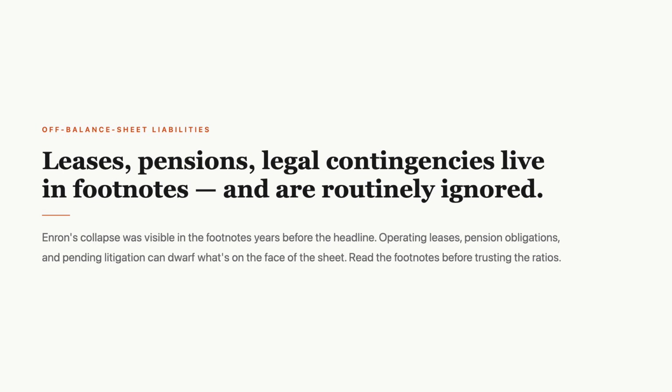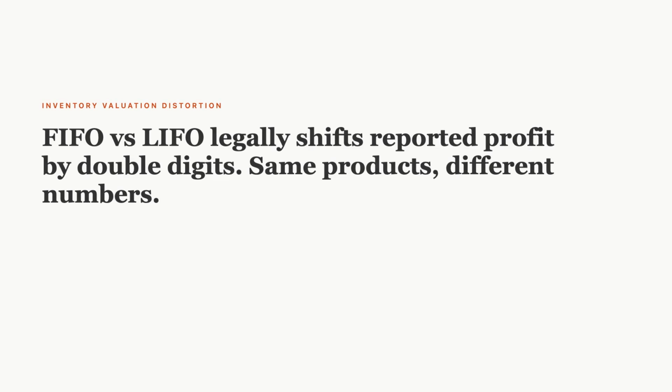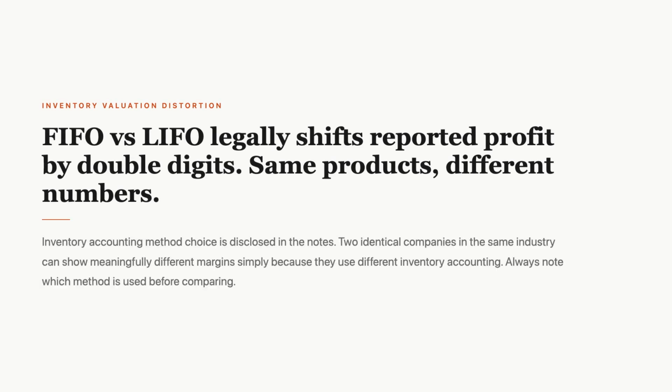Companies that hold physical inventory have a choice in how they account for the cost of goods sold. The two main methods are called FIFO, first in, first out, and LIFO, last in, first out. Think of it this way. If you purchased inventory at different prices over time, which batch do you assume you sold first? The accounting choice doesn't change the physical reality of what moved off the shelf.